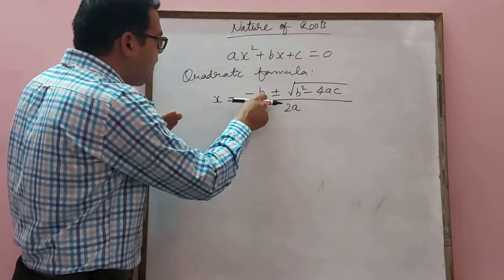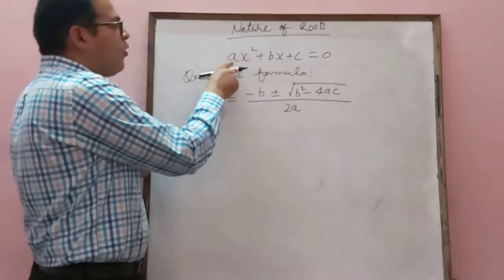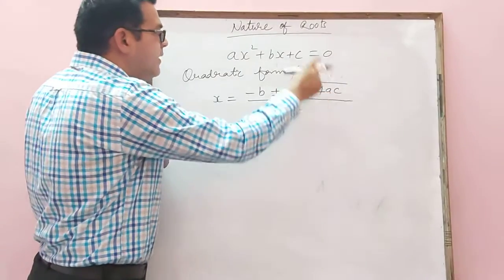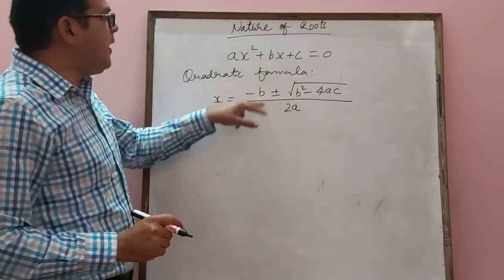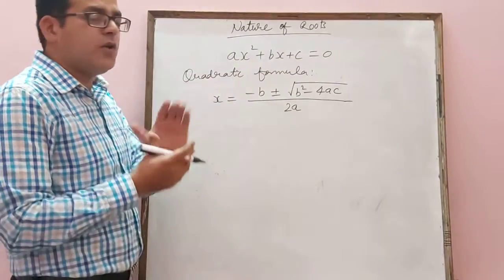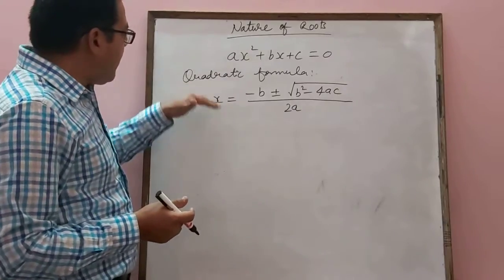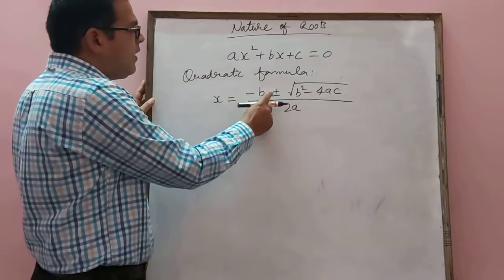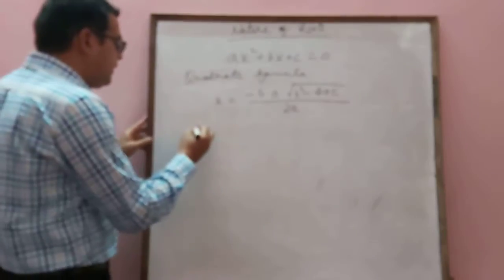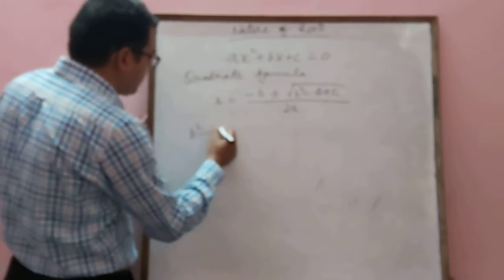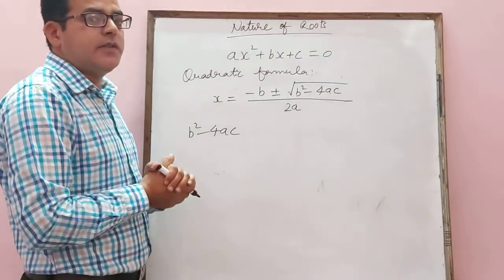What is b here? b is the coefficient of x, a is the coefficient of x², and c is the constant term, right? Now if you apply this formula, since ± √(b² - 4ac) is written here, there are three possible conditions for this b² - 4ac.